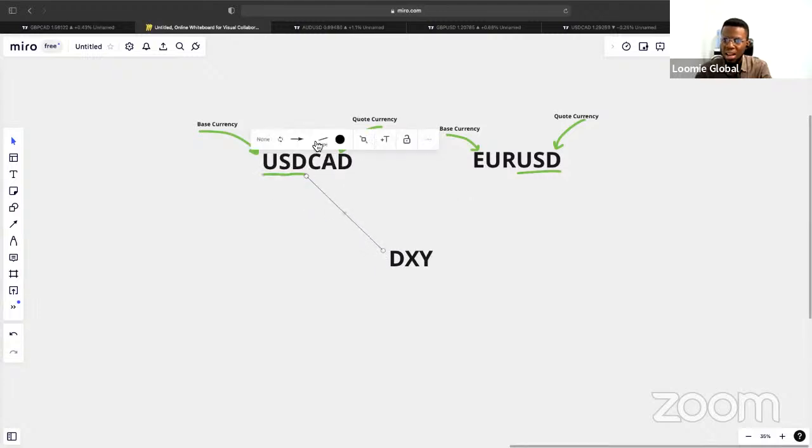currencies that have the dollar as their base currency, right? The DXY is directly correlated to currencies that have the dollar as their base currency. And on the other hand, the DXY is inversely correlated to currencies that have the dollar as their quote currency. So at this point, I think you already understand what direct correlation and inverse correlation mean, right? When I say direct correlation, it means they move in the same direction, and inverse correlation means they move in opposite directions. So let me give you an example.